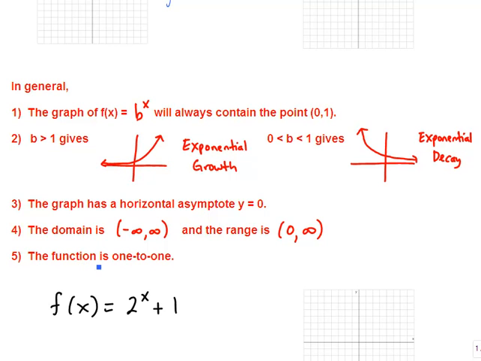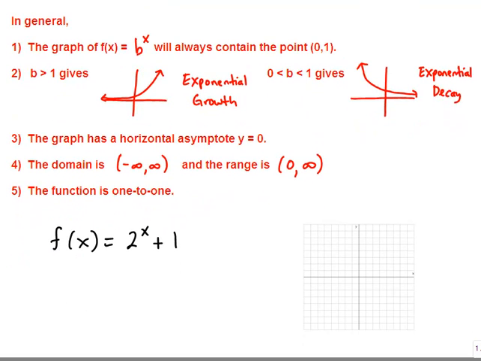Another characteristic of our exponential function is that it is 1 to 1. It passes that horizontal line test, and that's important because if a function is 1 to 1, that means it has an inverse function, which in this case, the inverse of an exponential is going to be a logarithm, and we will get to those in a little while.